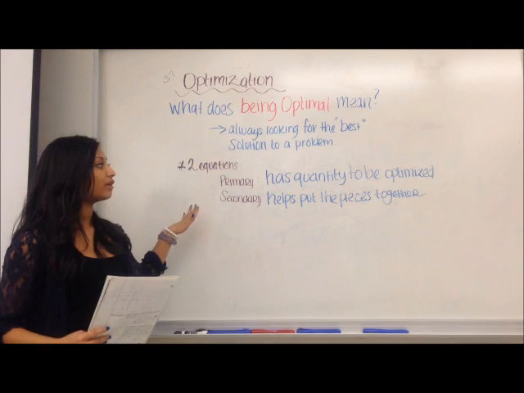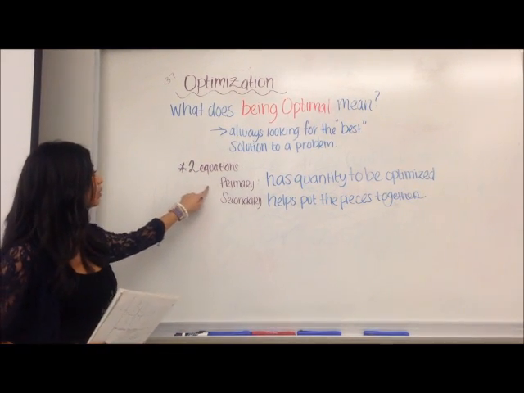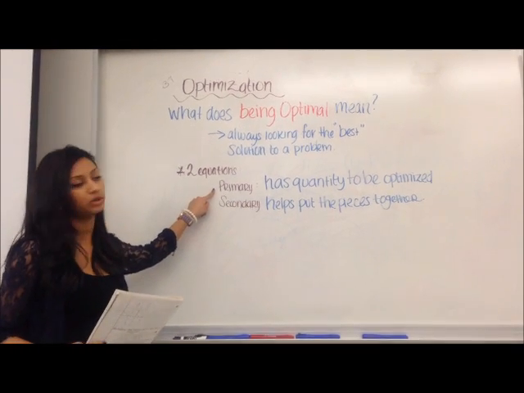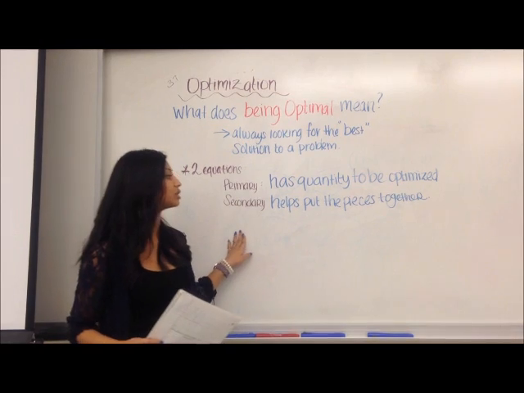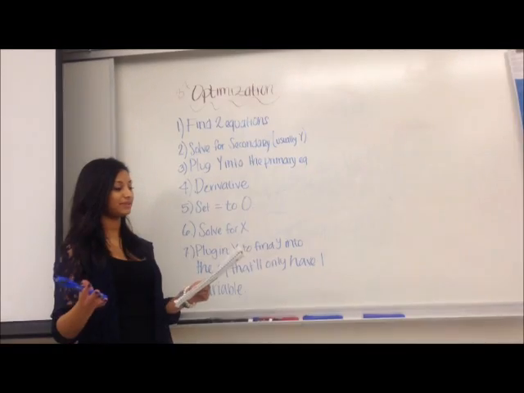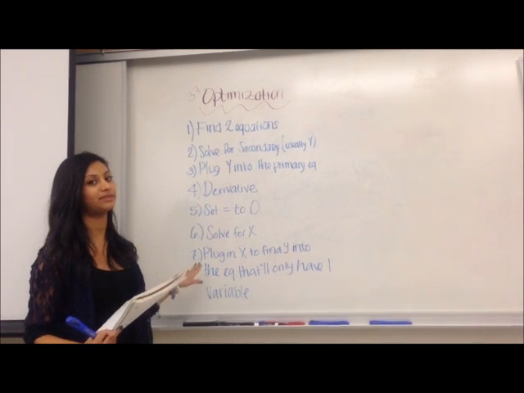And one easy way for you to set up an equation from a word problem would be to use two equations, including the primary, which has the quantity that needs to be optimized, and secondary, which helps you put the pieces together. So an easy way to look at optimization would be to follow these 7 steps.